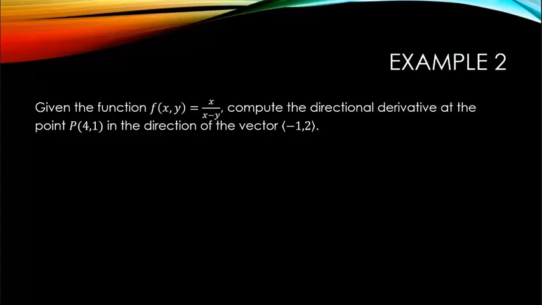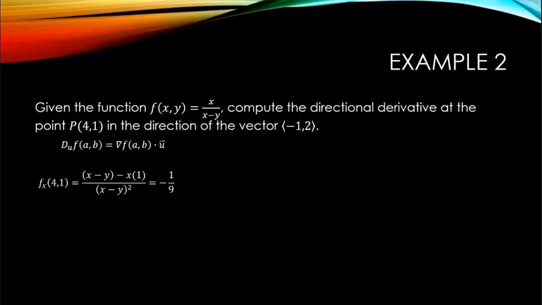I want to work another example. If I have a function f(x, y) that's given by x over the quantity x minus y, I want to compute the directional derivative at the point P given by the coordinates (4, 1) in the direction of the vector given by the components -1, 2. My directional derivative Du of my function f evaluated at the point (a, b) is given by the gradient of f evaluated at (a, b) dotted with the unit vector u.